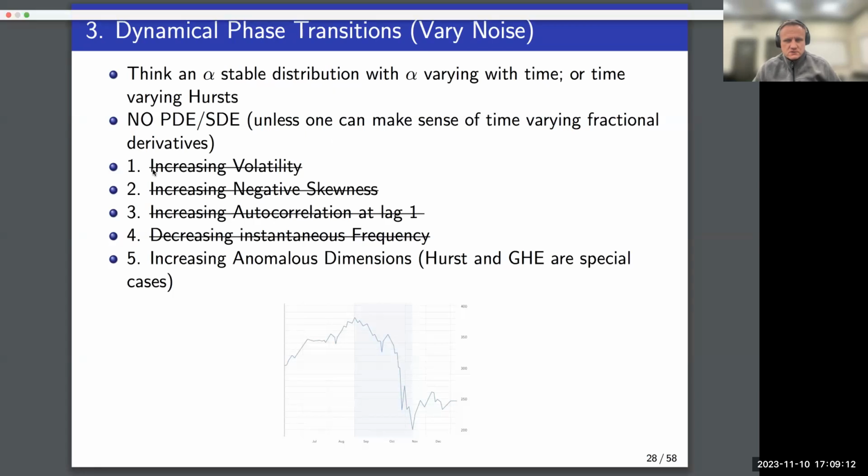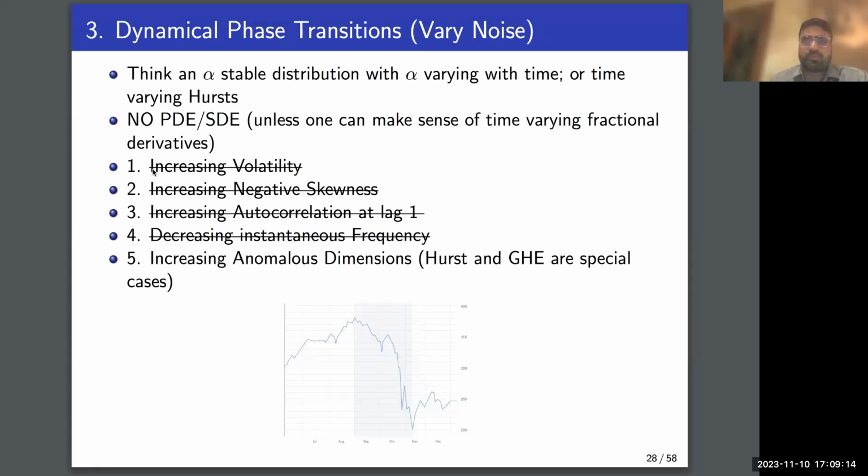Can you detect this in the early stage? Yeah. So actually, the increasing anomalous dimension or increasing Hurst are early warning indicators. They're not crash indicators or indicators that a crash has happened.